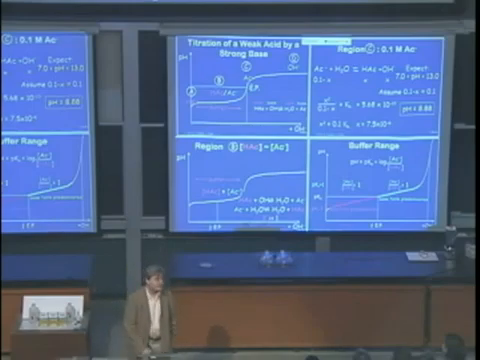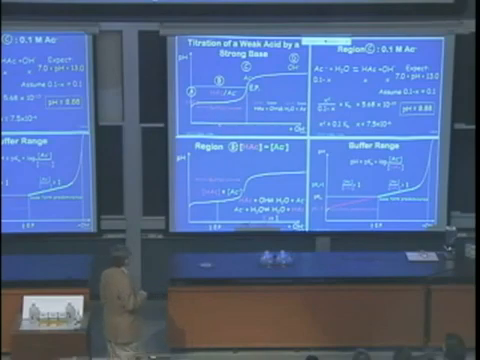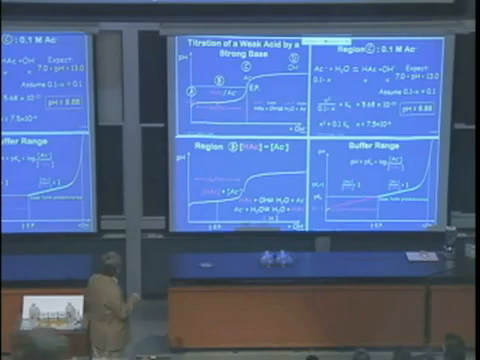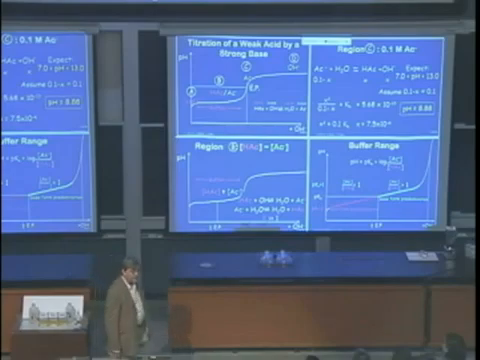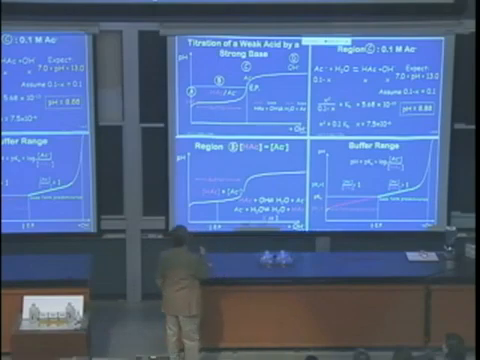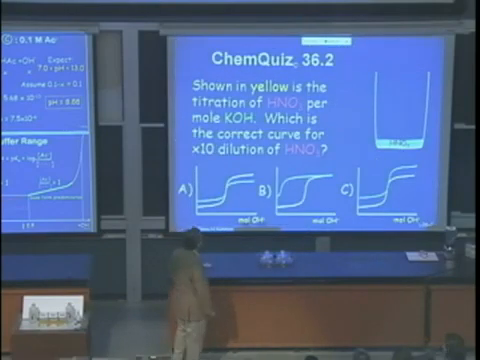If I show you a weak acid or weak base titration and ask you what the pKa is, you just go into the buffer region, go to the half equivalence point, go over and read the pH, and that's the pKa. All right? Good. That's essentially what we talked about. So let's see how well you know all this stuff.